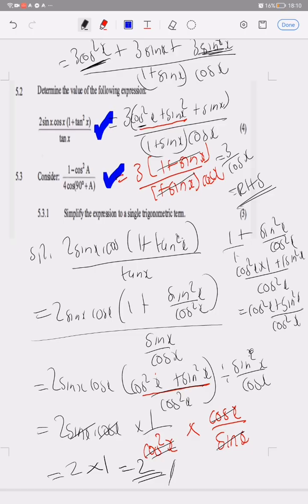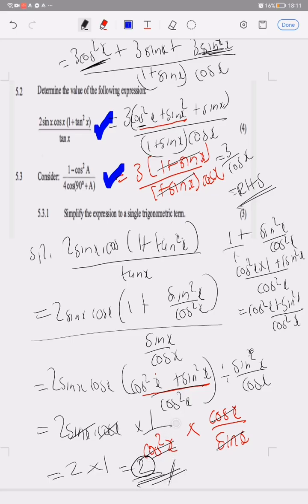How do you prove it? You just take any angle that you want. You can put 20 as your x. So you just say 2 sine 20 cos 20, the answer that we should get is 2 bracket 1 plus tan 20 squared over, I've substituted x with 20, tan 20, we get a 2. So the answer is correct.